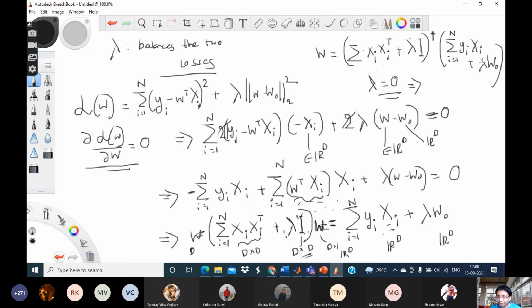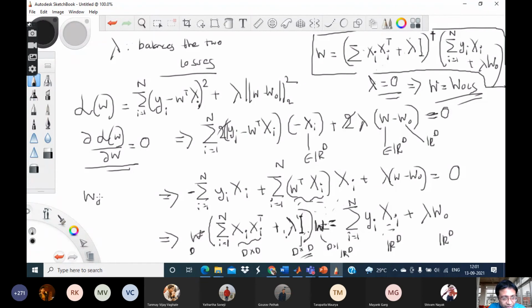Does this expression suggest that if I replace lambda equal to 0, then I get back the expression for WOLS? Right? If this lambda becomes 0, then this goes away. If lambda equal to 0 means this part also goes away, so I get back the old equation of WOLS. Okay. So this is the special case which we have considered. Now consider the special case of W naught equal to the origin, that is the 0 vector.